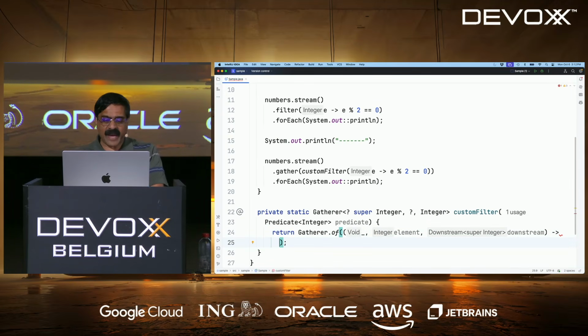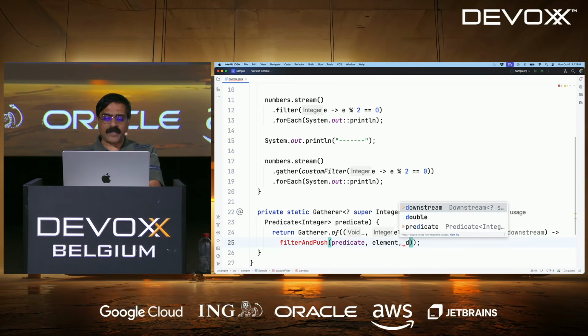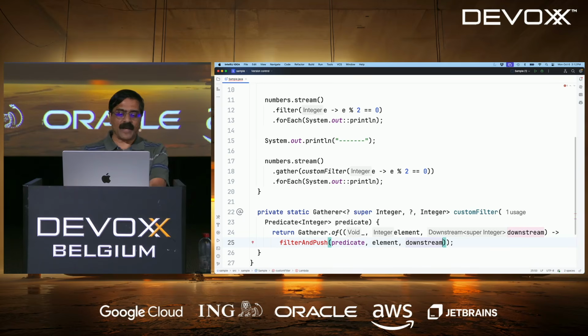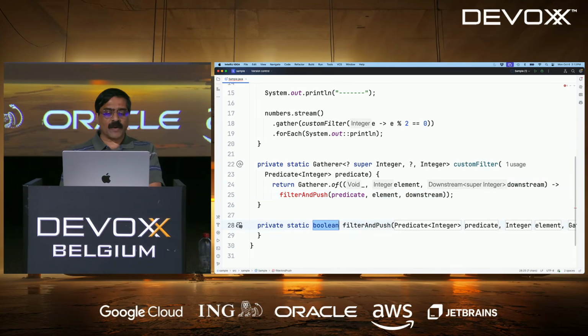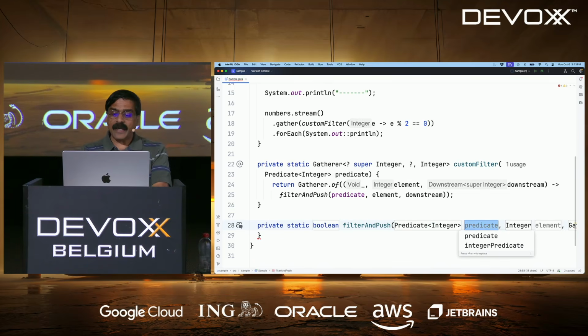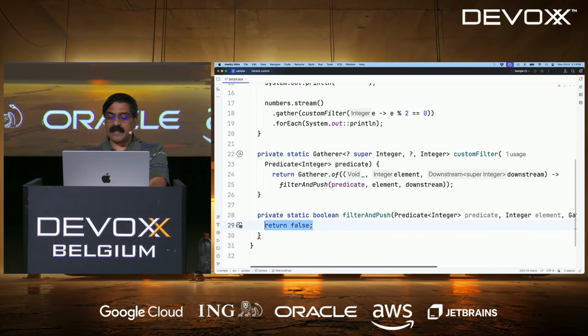So I'm going to say filter and push essentially, and I'm going to pass to this the predicate, the element, and the downstream as well. Now you may say, gosh, you're already writing two functions. That's okay. Take your time rather than creating a mess out of it. So what do I do in the filter and push? It returns a Boolean, as you can see, and then it takes a predicate, an element, and a downstream for that gatherer.